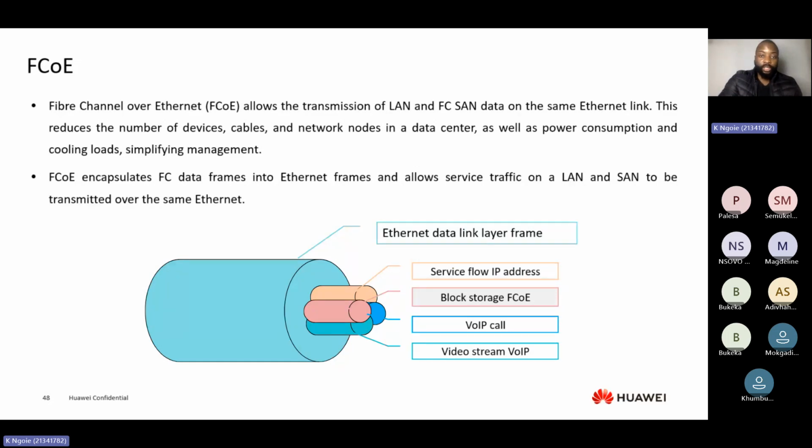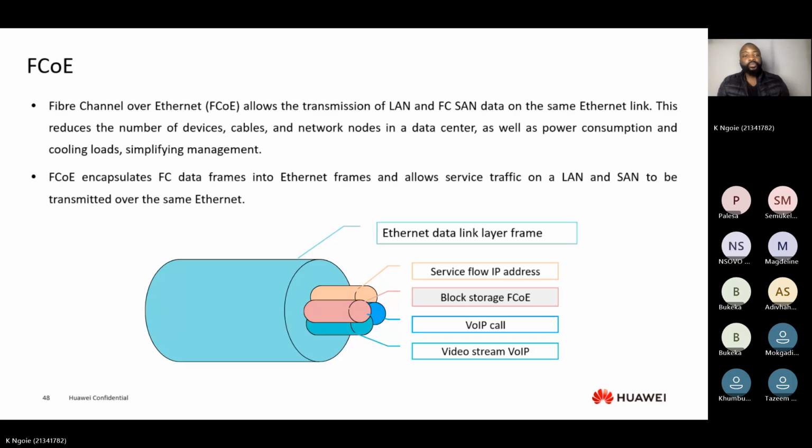Okay, so remember the FCoE, which is Fibre Channel over Ethernet, will allow you to use both LAN, your regular network traffic, and your Fibre Channel through the same cable. The benefit of that, as I've said, is that fewer devices will be used. You're not going to use a lot of cables.